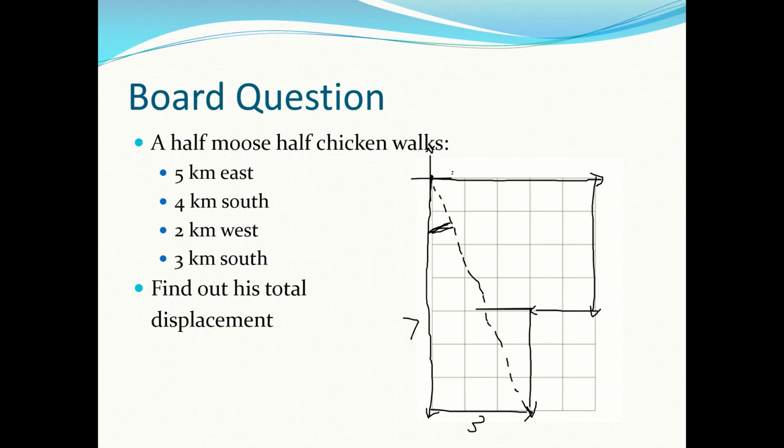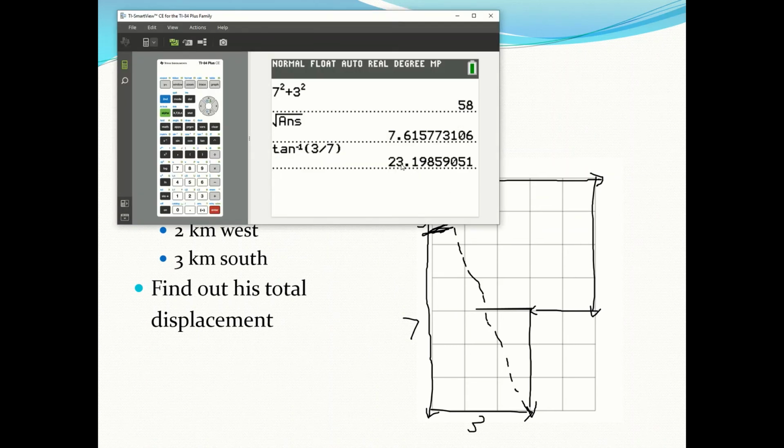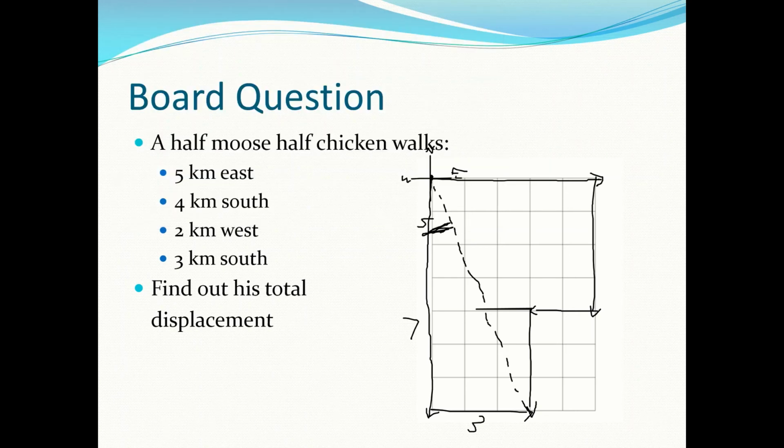So we have north, east, south, and west. So it's touching the south. So we're not going south, we're going east of south. So this is 23 degrees east of south.